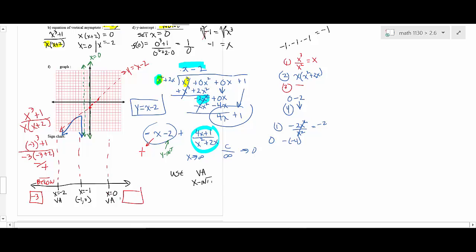So if we take a test point like 1 and plug it in, we would have 1 to the third plus 1 over 1 times 1 plus 2. Well, what is that, positive or negative, in your head? That's positive. So that just means you're above the x-axis. So when you're to the right of 0, you're going to have to approach like that.